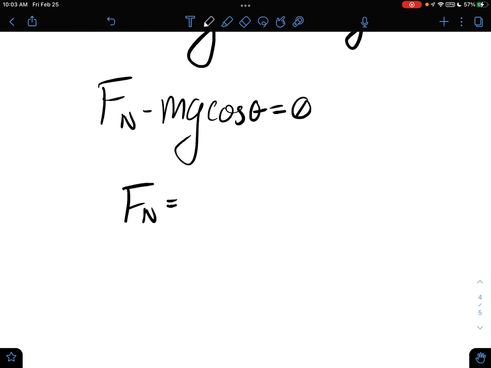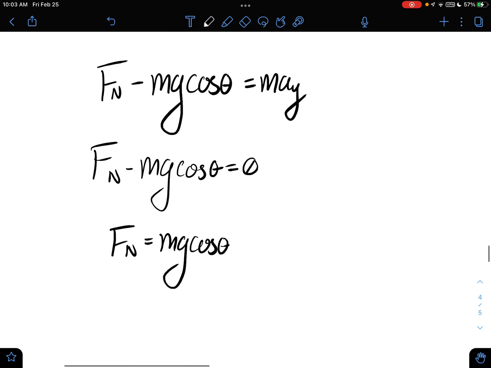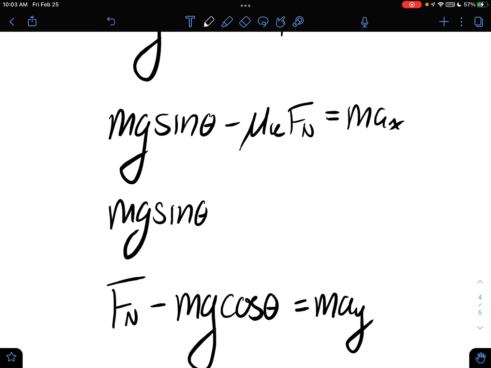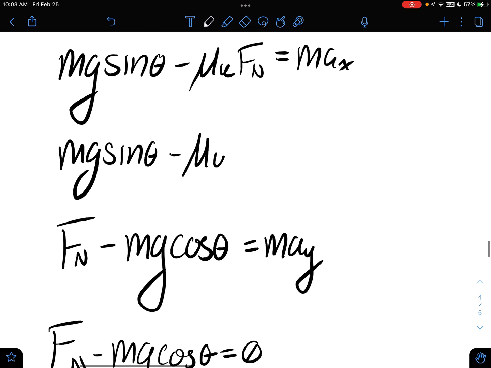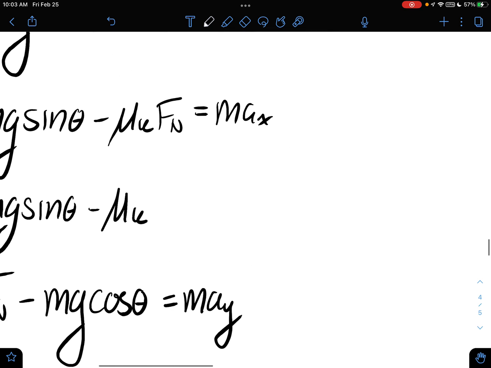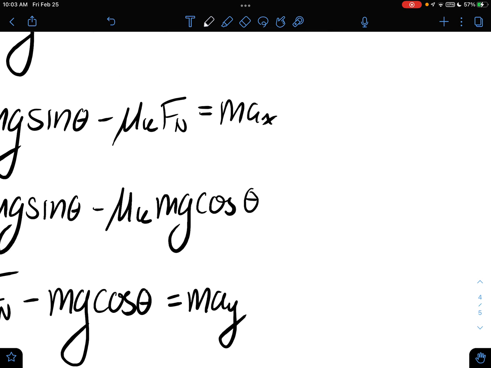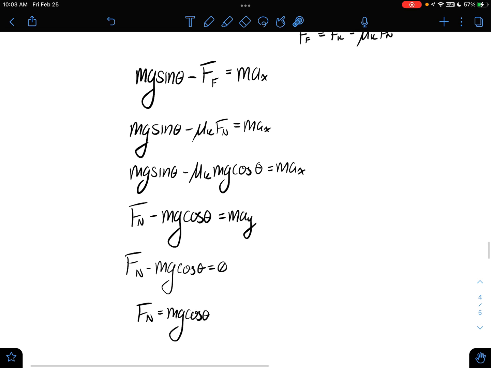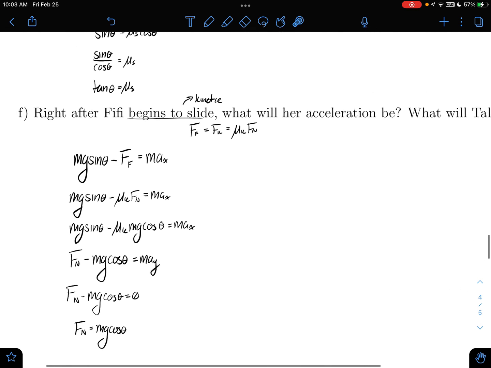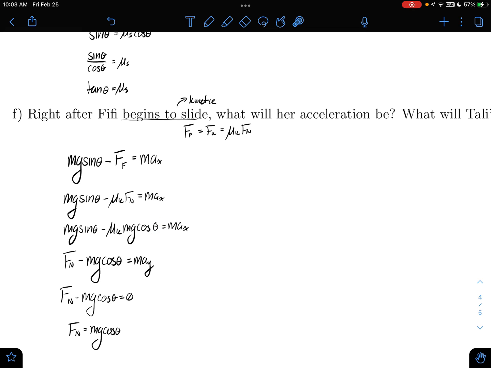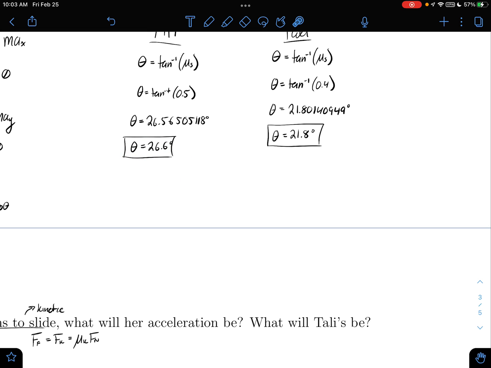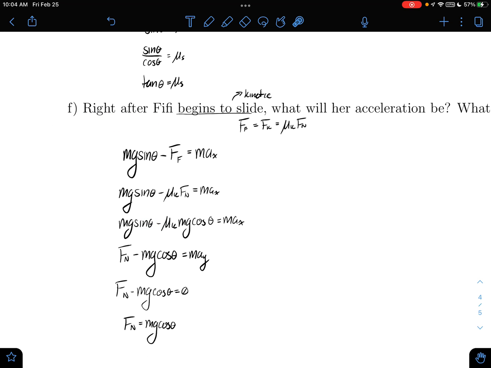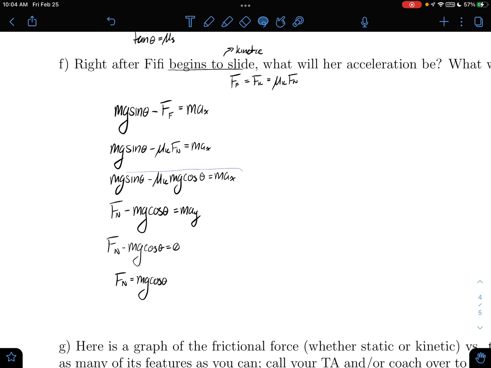So you got Fn equals mg cos theta. That's going to go up in here: mg sine theta minus mu k, and then we said that Fn was mg cos theta, so mg cos theta equals max. So there's the equation that we end up with. Then we're solving for our acceleration. But we said right after the cat begins to slide, which means our theta is going to be our theta when they start sliding. So we know that this is the instant that they start sliding, so we can use that as our theta down here, because this is the instant after. So, here's our equation.